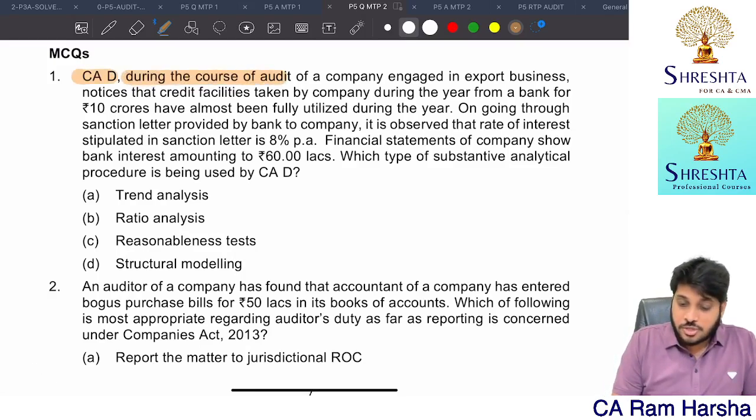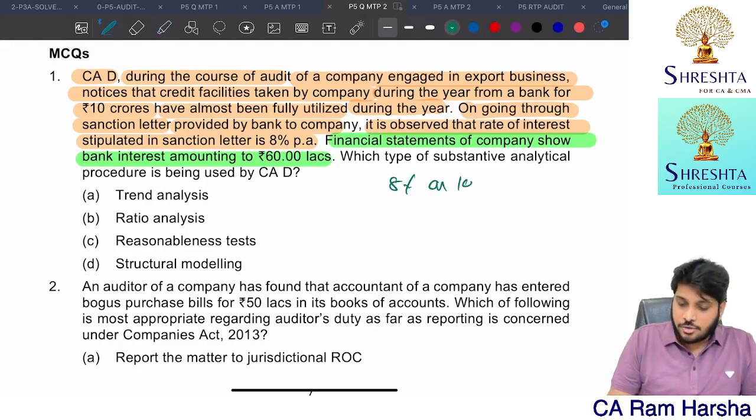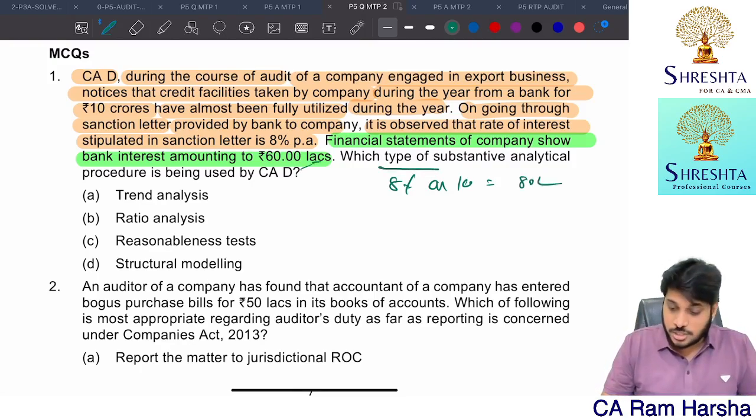During the course of audit of a company engaged in export business, the auditor notices that credit facilities taken by the company during the year from a bank for 10 crore have almost been fully utilized during the year. On going through the sanction letter provided by the bank, it is observed that rate of interest in the sanction is 8% per annum. The financial statements of the company show bank interest is 60 lakhs only. 8% on 10 crore means 80 lakhs, but financial statements show 60 lakhs only. Which type of substantive analytical procedure is he using?